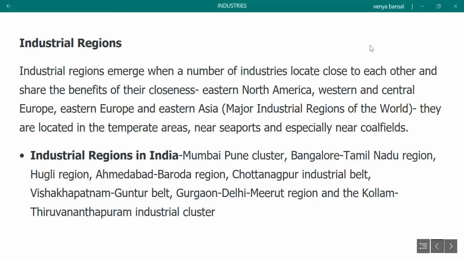Coming to the industrial regions in India, they are the Mumbai-Pune cluster, Bangalore-Tamil Nadu region, Hooghly region, Ahmedabad-Baroda region, Chota Nagpur industrial belt, Vishakhapatnam-Guntur belt, Gurgaon-Delhi-Meerut region, and Kollam-Trivandrum industrial cluster.